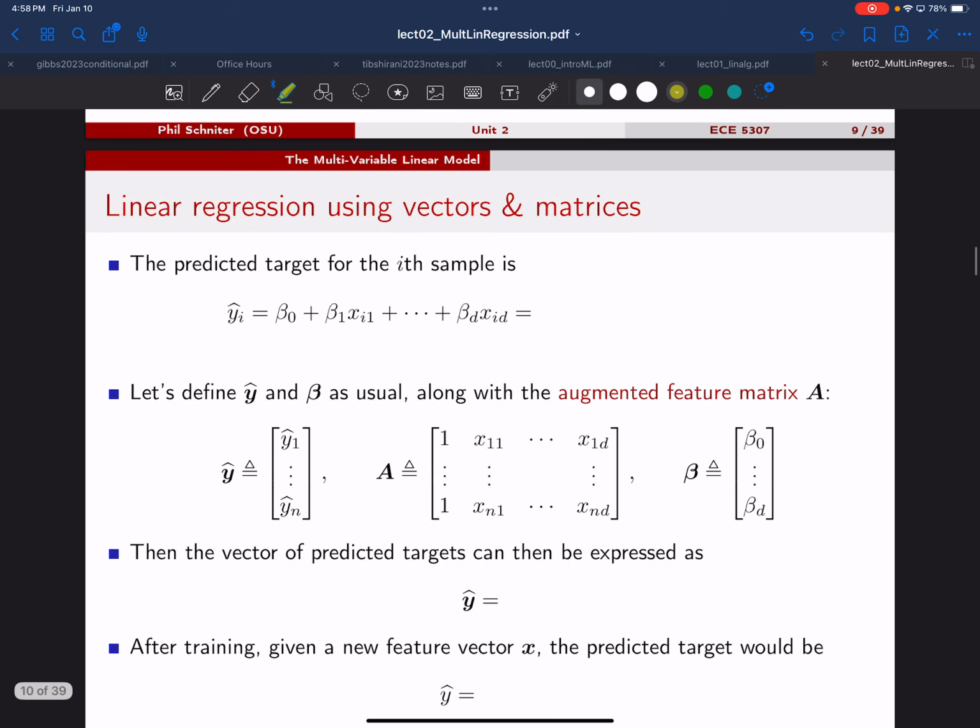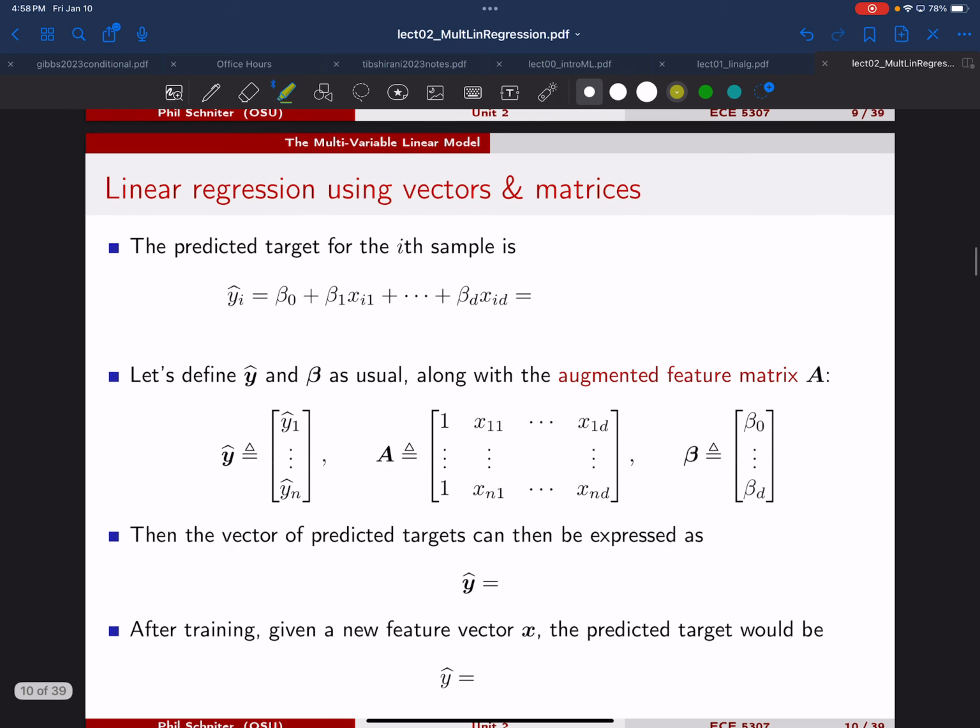Okay, so before we get all the way there, let's talk a little bit more about expressing these ideas again using vectors and matrices. So here we have our prediction. Notice that this is the prediction for the ith data point, and on the right I'm using features from the ith sample. Here I have the first feature from the ith sample, this is the dth feature from the ith sample, and this is my prediction of the target yi from the ith sample.